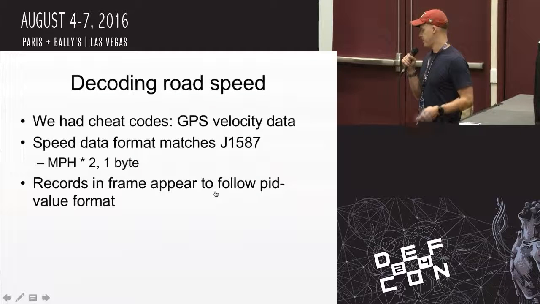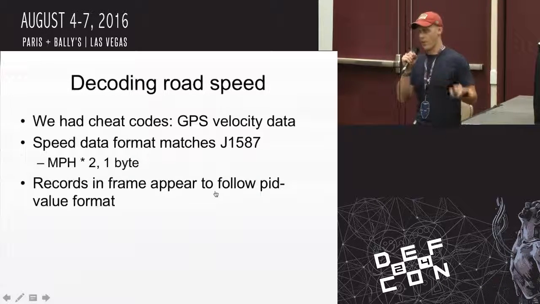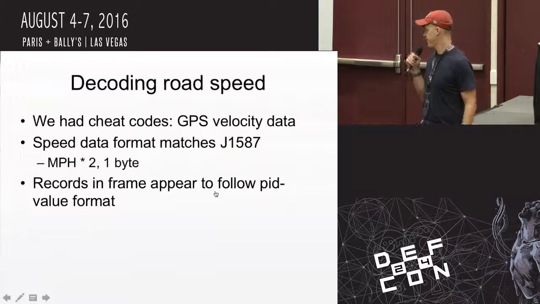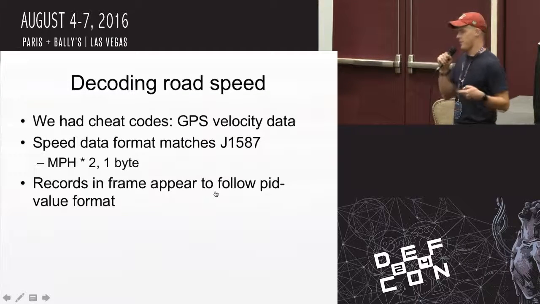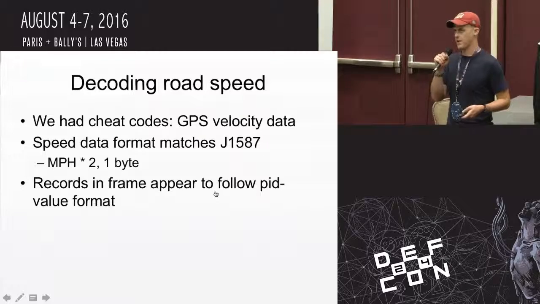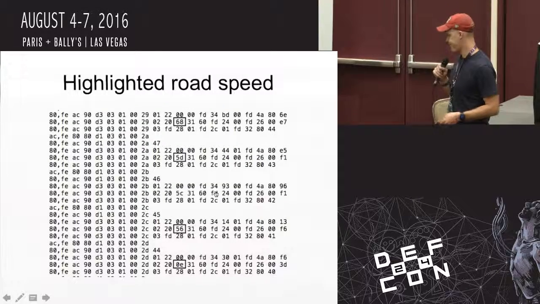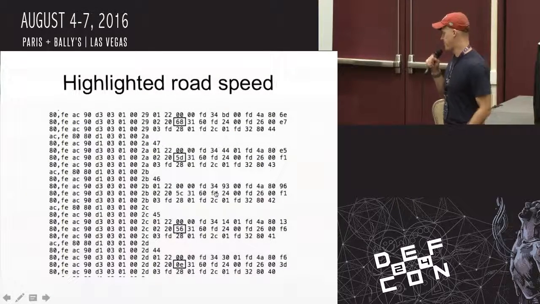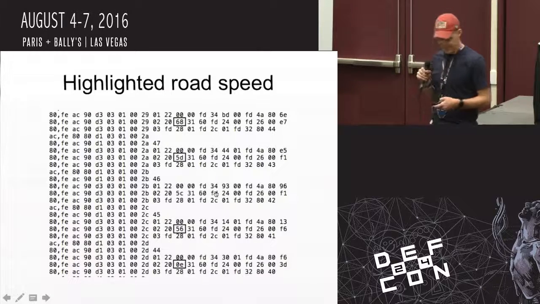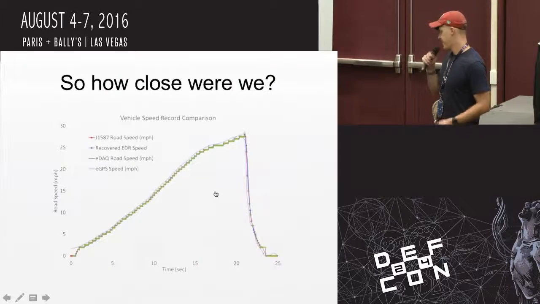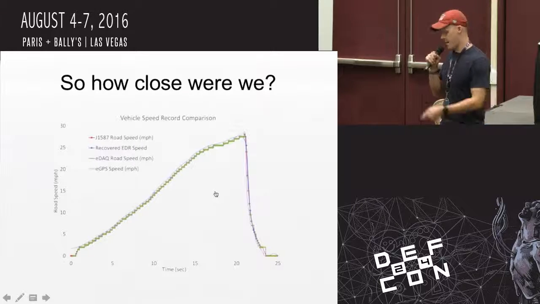And it was the J1587 format, 1 byte, miles per hour times 2. And the records in the frame appear to follow a PID value format. In this case, the PID was 32. So this is road speed as we decoded it. And then, so how close were we?